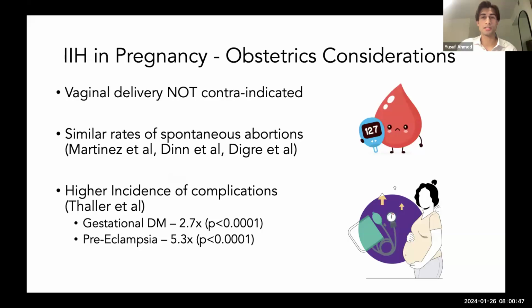There are some obstetrics considerations for people who are pregnant and then have IH, and notably, vaginal delivery is not contraindicated, although a patient themselves may elect for a C-section or delivery at a high-risk OB center just because of their diagnosis. There is a similar rate of spontaneous abortion, so it's not higher in the IH population. However, there is a higher incidence of complications associated with pregnancy, such as gestational diabetes and preeclampsia. And this may have something to do with the increased weight that people with IH are prone to getting, but it's not 100% clear at this point.